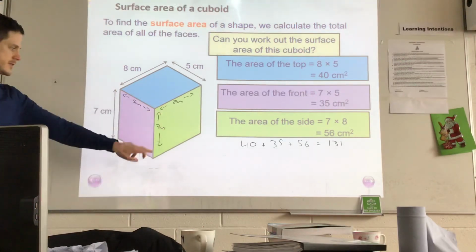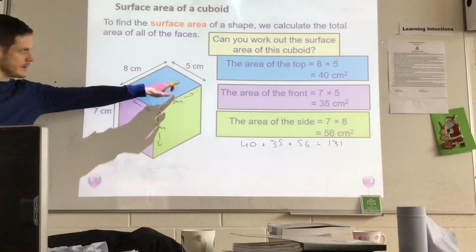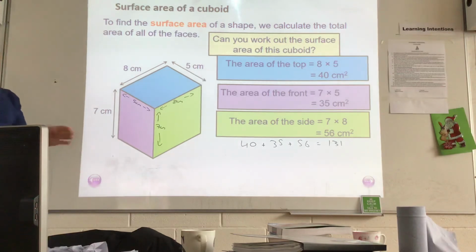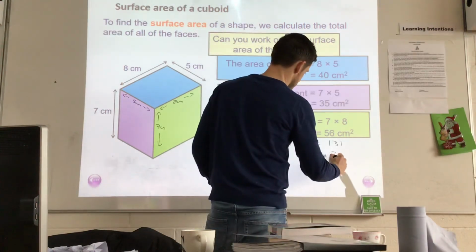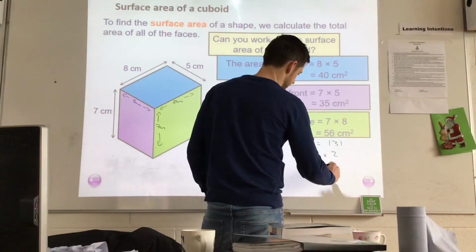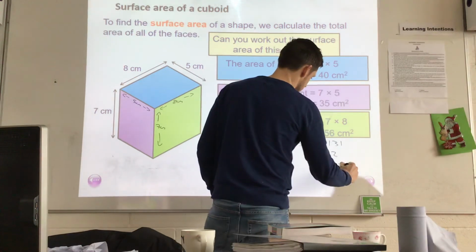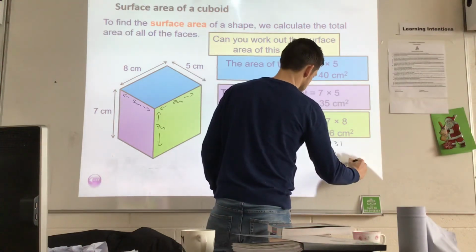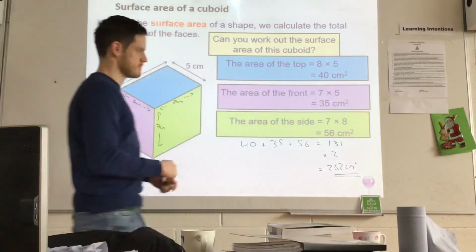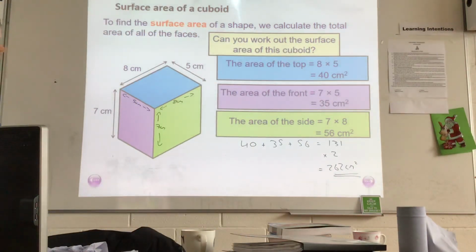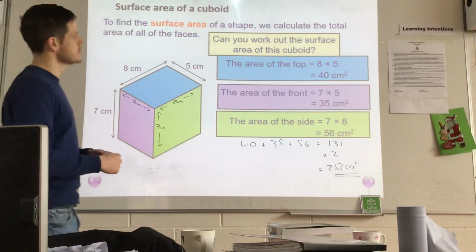This side, this side, this side. There's still the bottom, the back, and over here. But they're all the same. So all I have to do is times it by 2. Every time you times it by 2, and I get 262 centimeters squared because it's an area. So each side individually and then times your answer by 2. Hopefully that's okay.